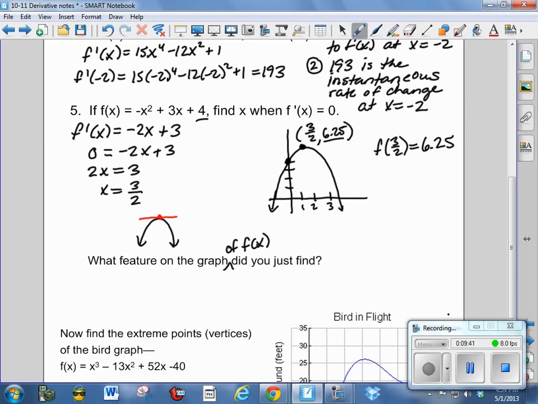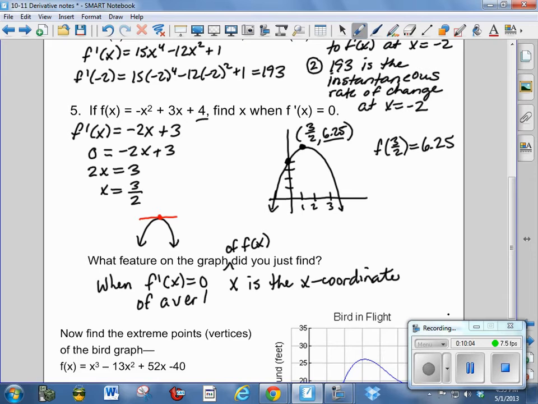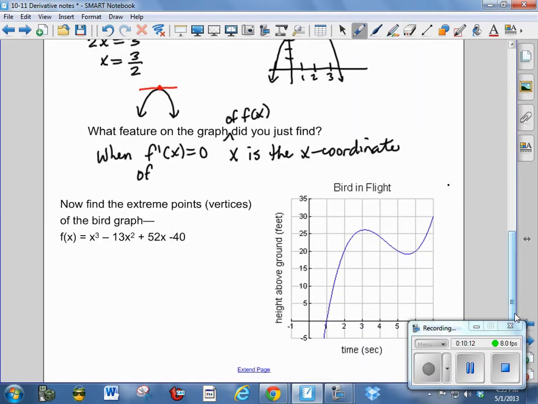So what I found was when f prime of x equals 0, x is the x-coordinate of a vertex of f of x. Now, a parabola happens to have one vertex, but we're going to look at an example. I'm going to change that a little bit, and I need to scroll up a bit. Okay, it's a vertex of f of x, not a vertex of f prime of x.